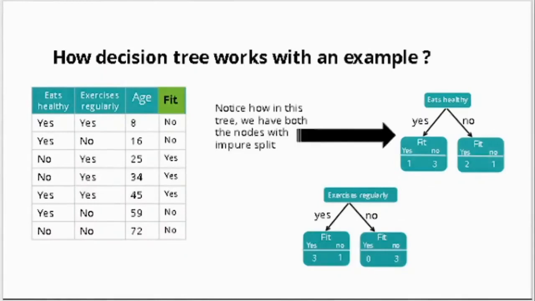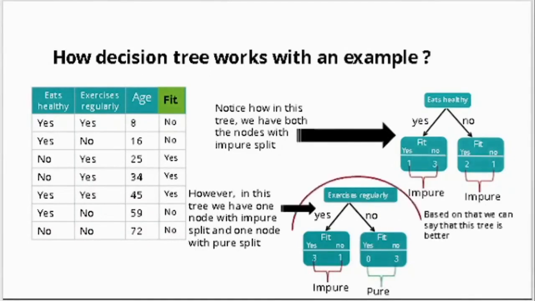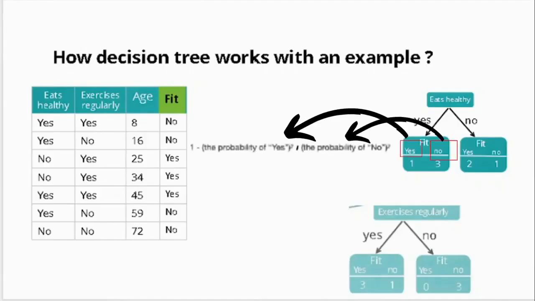Notice how in this tree we have both nodes with impure splits. However, in this tree we have one node with an impure split and one node with a pure split. Based on that, we can say that this tree is a better decision tree. However, there is a mathematical way of quantifying the impurity of a tree: the GINI impurity. This is the formula for calculating GINI impurity.